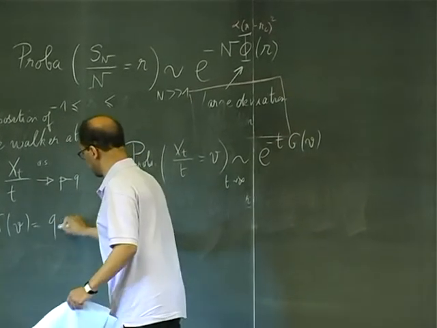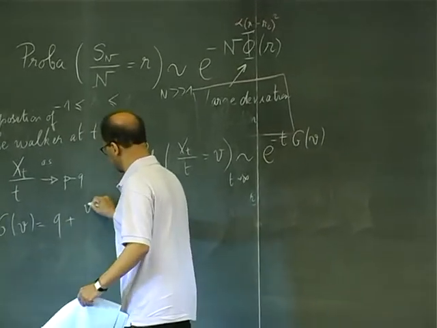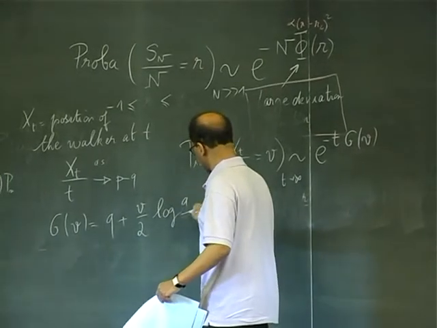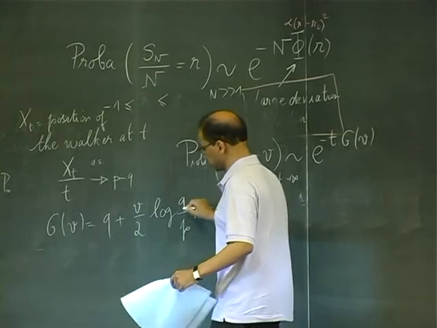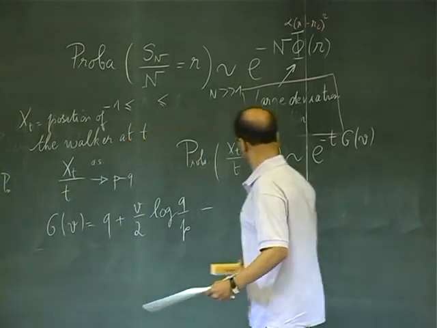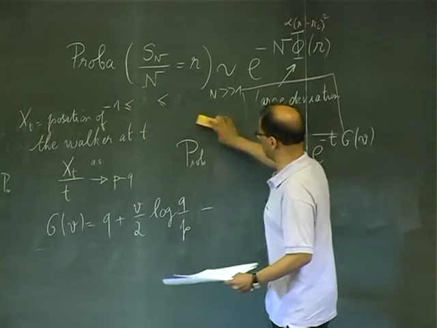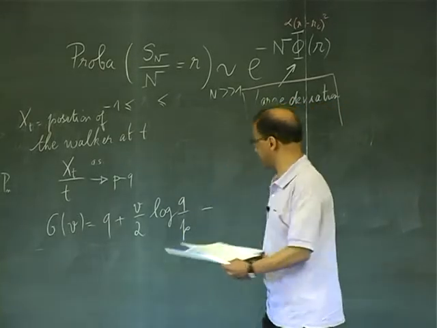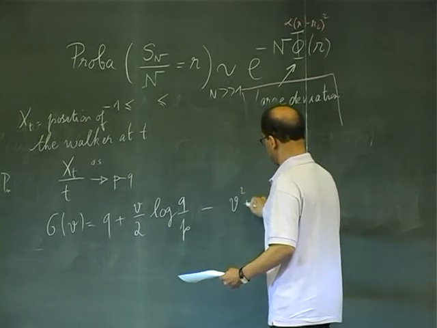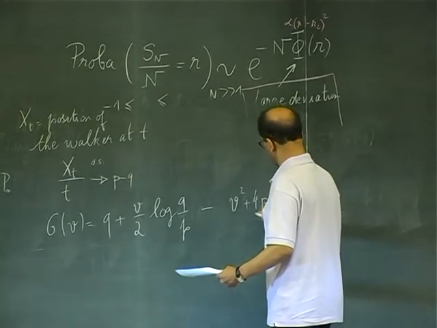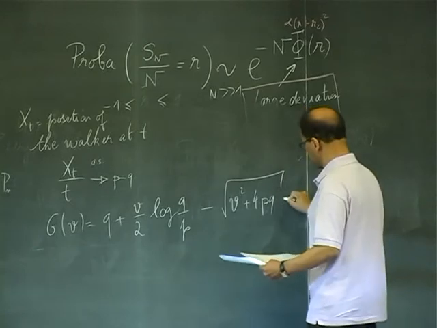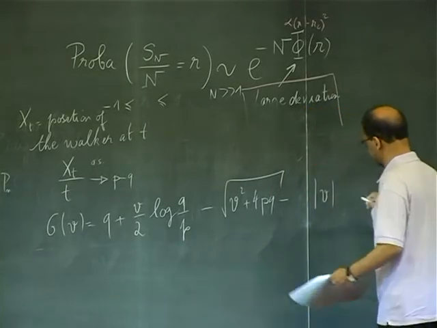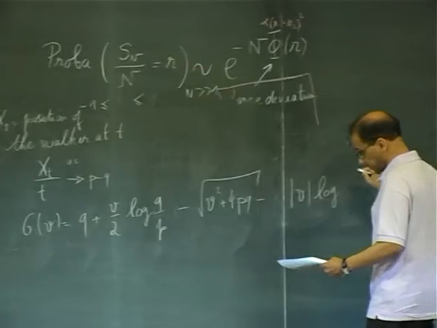So it's given by q plus v over 2 log q over p, minus, I mean, if you do this exercise, I think you will see how it works. Minus square root of v squared plus 4pq, minus... so even for such a simple problem, you see that the expression is not so simple.